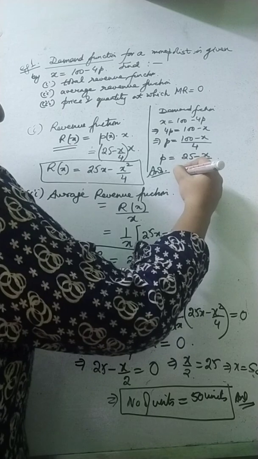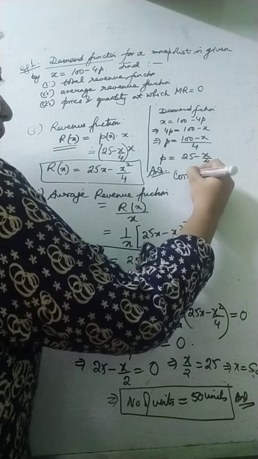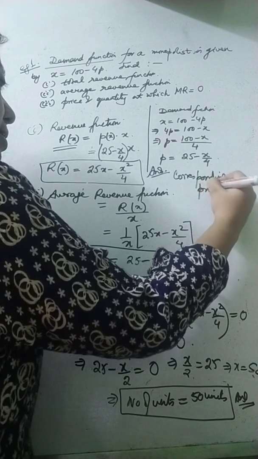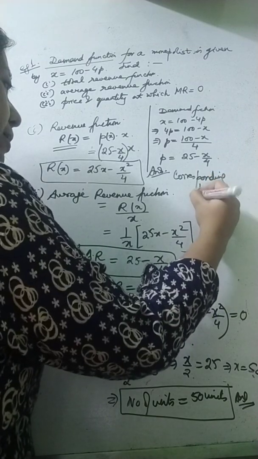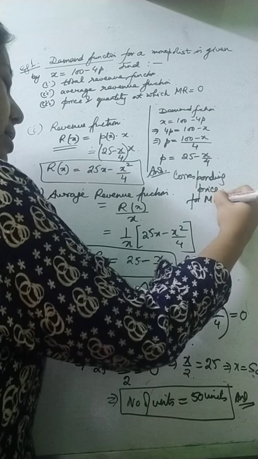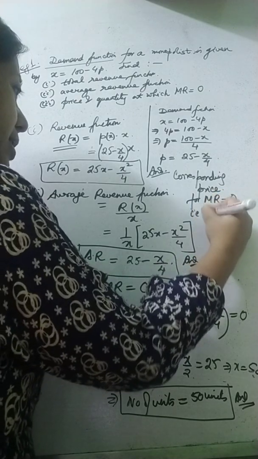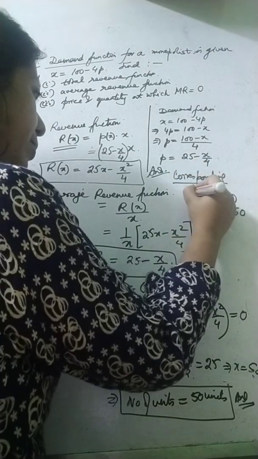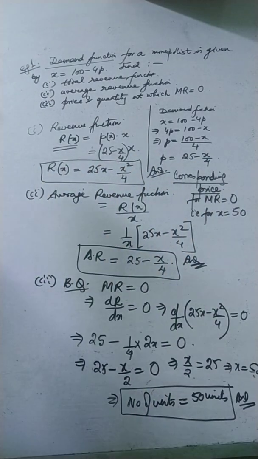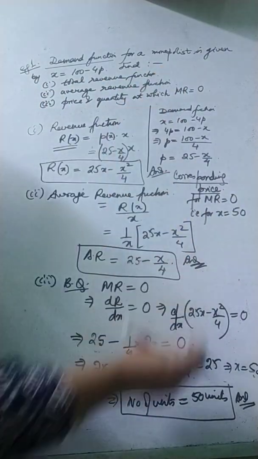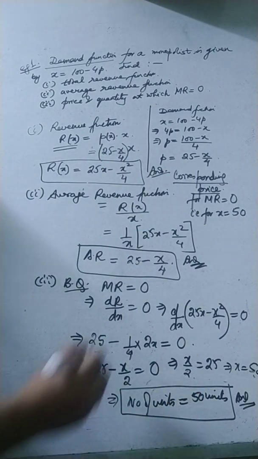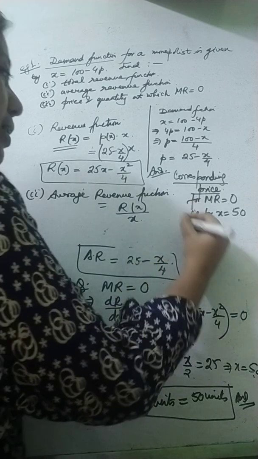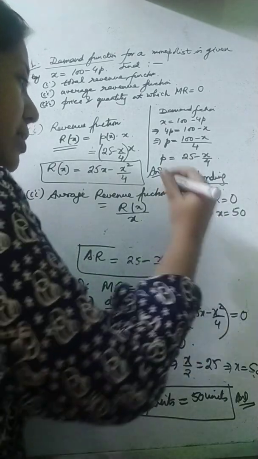Continuation of subpart 3. Corresponding price will be given by, for MR is equal to 0, that is for X is equal to 50. What is the corresponding price for which MR is equal to 0? And MR is equal to 0 means X is equal to 50. How will we get that? That will be given by, I'll draw a line here so that it doesn't overlap.